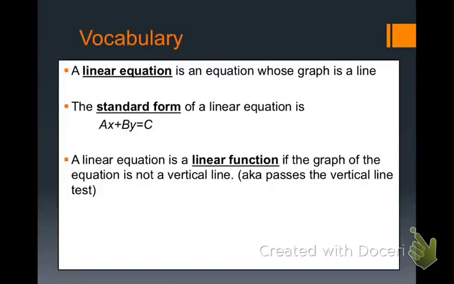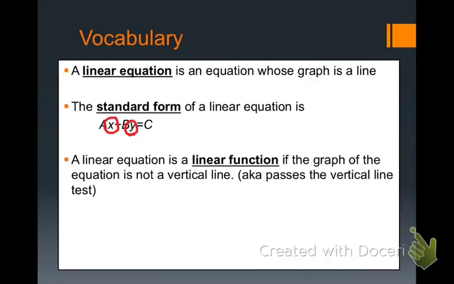This is section 4.2, graphing linear equations. Our vocabulary for this section. First we have a linear equation is an equation whose graph is a line. Then the standard form of a linear equation is an equation of the form ax + by = c. So notice a linear equation has to have both x and y, and standard form means that they're both on the same side of the equation.